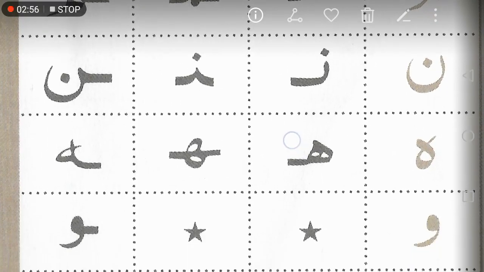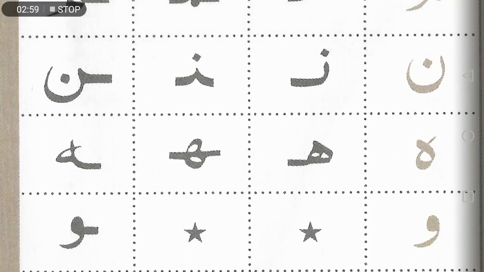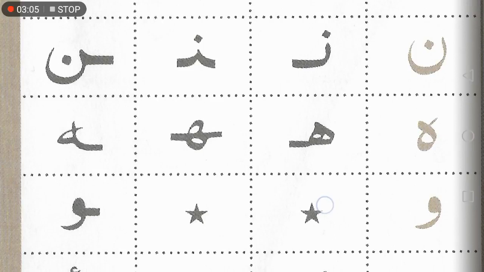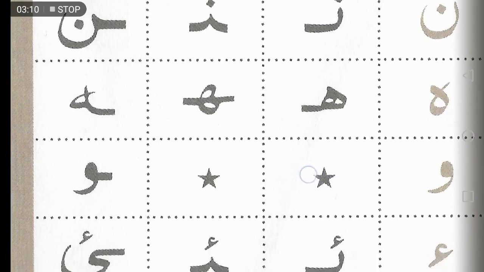The noon is very similar to ba, ta, tha. So you've got the arm reaching out when it's appearing at the beginning of the word. In the middle, it's got these two arms, and then at the end, it reverts back to the capital, but it's got the arm reaching out to the letter before.